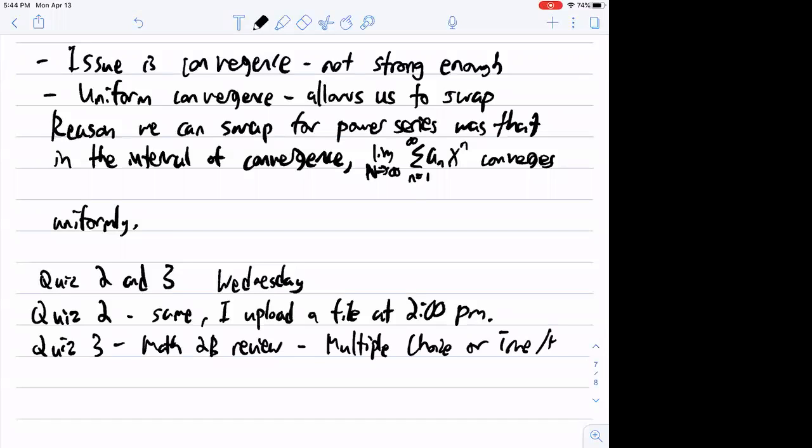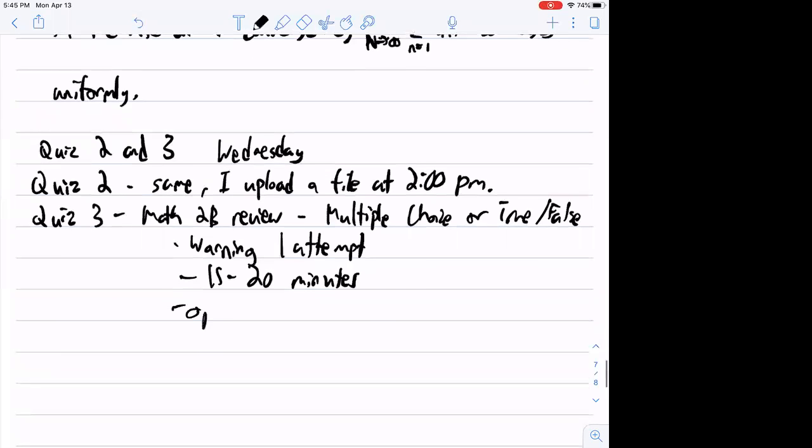Now, warning, you only get 1 attempt and it's like, I forgot, 15 to 20 minutes. So it will log you out after 15-20 minutes. So make sure you have stable internet and so on and so forth. I think I opened it for like 2 days, something like that. So you have plenty of time to do it. But you only get one attempt. So that's for quiz 3.